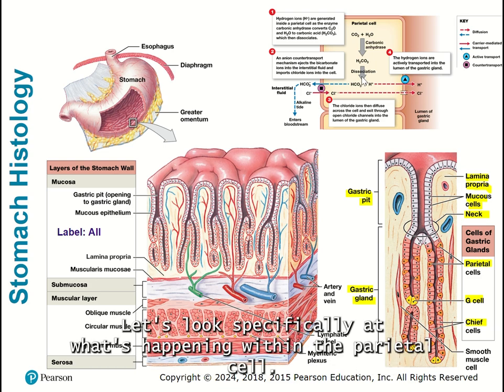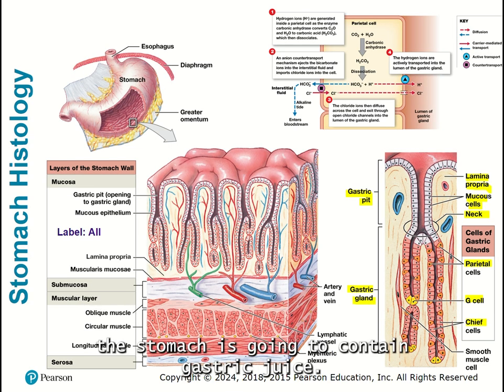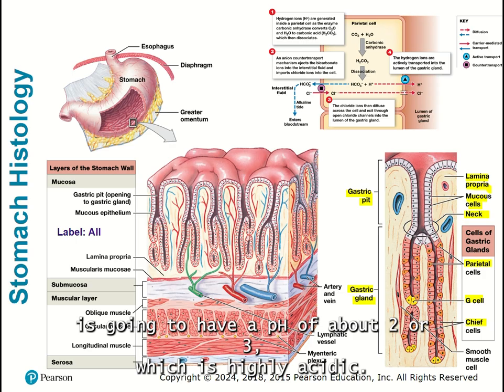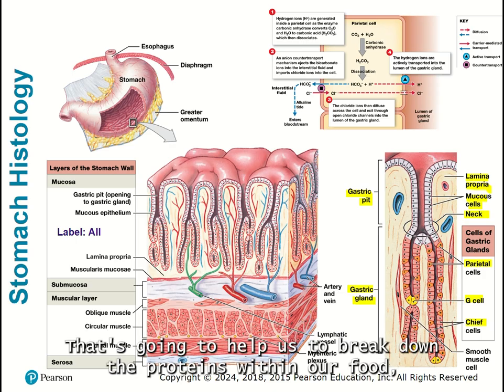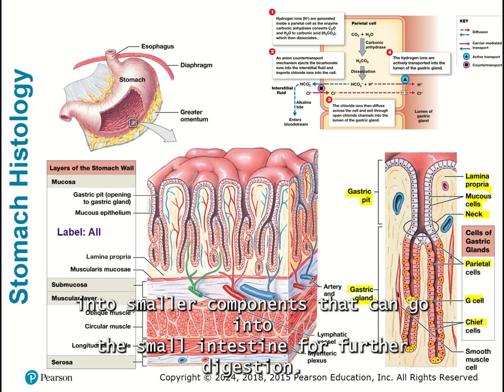Let's look specifically at what's happening within the parietal cell that's going to allow us to create that acidic environment within the stomach. The stomach is going to contain gastric juice, and that gastric juice mixing with the chyme is going to have a pH of about 2 or 3, which is highly acidic. That's going to help us to break down the proteins within our food and then break down the components into smaller components that can go into the small intestine for further digestion.